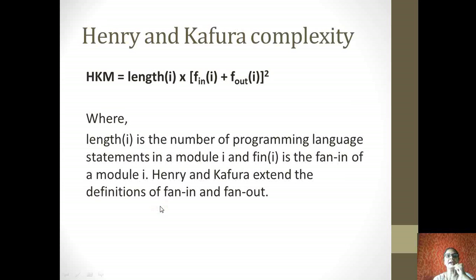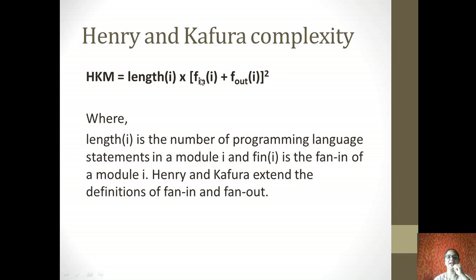Now let's see the Henry-Kafura complexity, which has been given by these two scientists, Henry and Kafura. They defined the complexity named after them, HKM, the Henry-Kafura complexity, which is equal to length(i) times (fin(i) plus fout(i)) squared, where length(i) is the number of programming language statements in the module i. That means the number of statements or lines of code in the source code is the length(i). And fin is the fan in of the module i, and fout is the fan out of the module i.